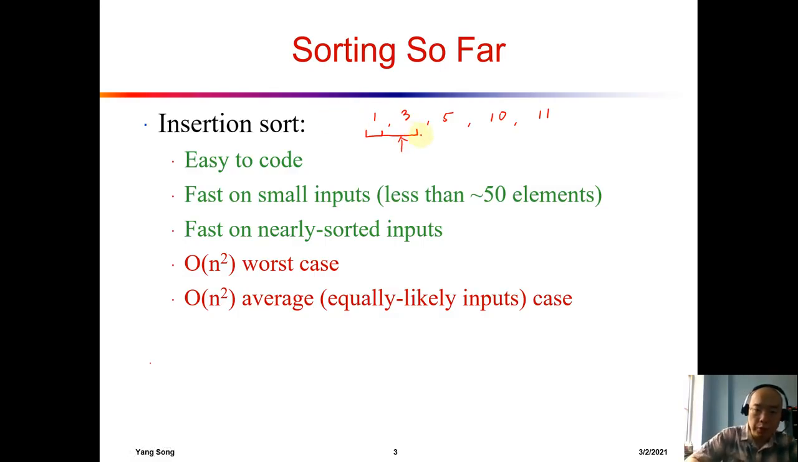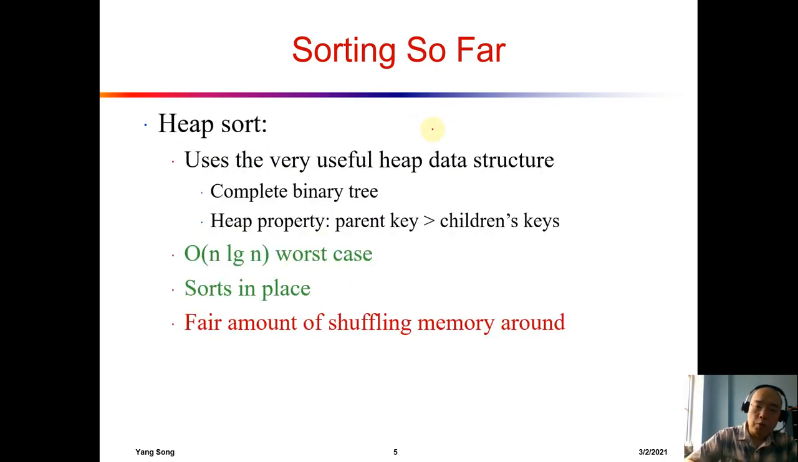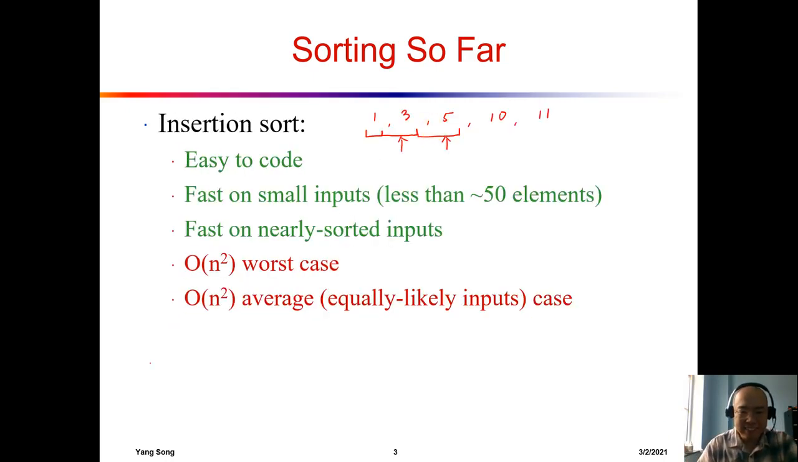And then we want to expand again. When we expand to 5, we want to check whether 5 is at the right location. And it turns out that 5 is greater than all the other values. So 5 is also at the right location. So we expand 10, and you will find that 10 is greater than 5, so 10 is greater than all the other values. So 10 is at the right place. And then if we expand to 11, you will see the same thing. 11 is greater than 10, so 11 is greater than all the other values. This means 11 is at the right place.